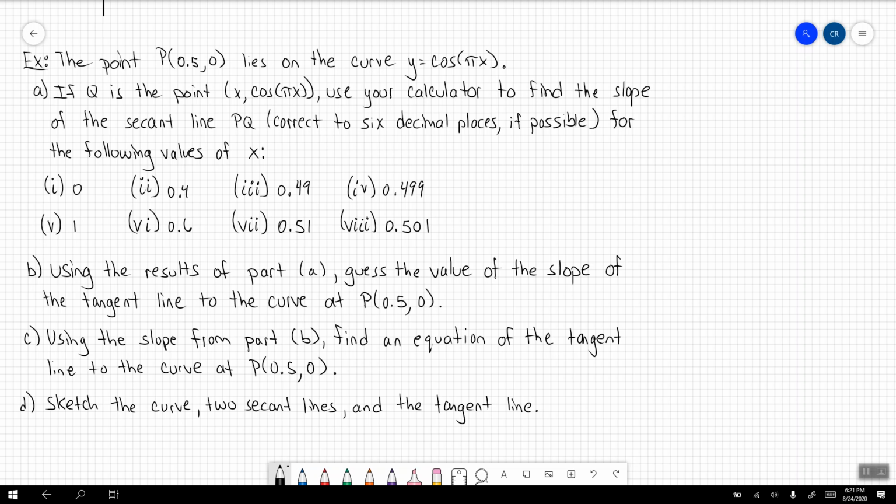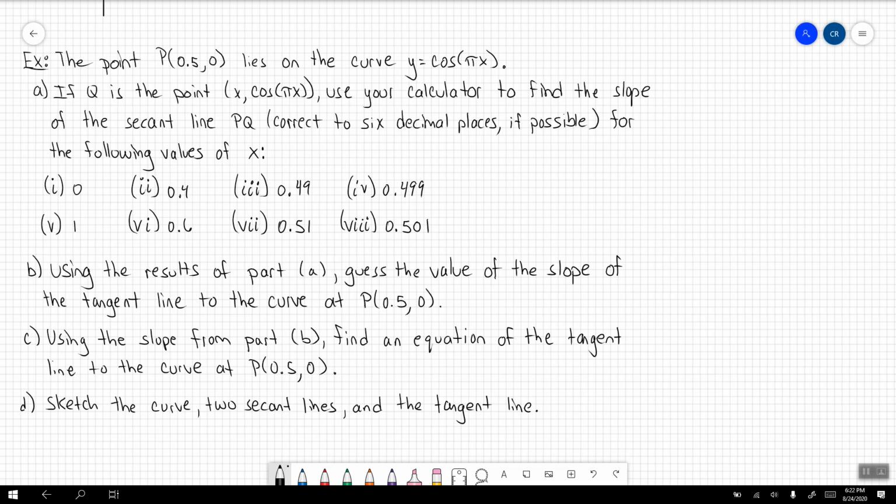For part B, we then need to use the results of part A. So we're going to use the results that we got in part A, and we're going to make a guess of what the value of the slope of the tangent line to the curve at point P should be.